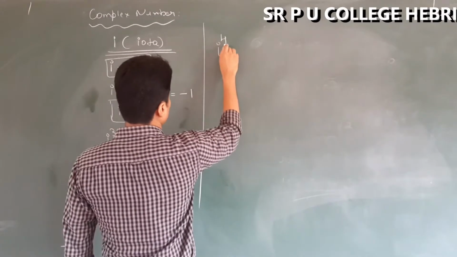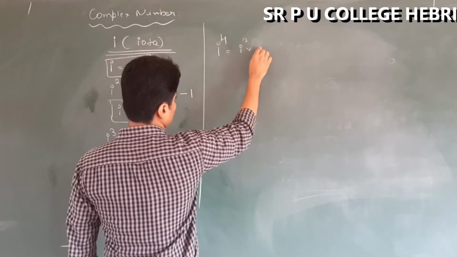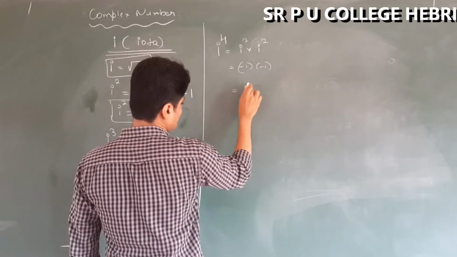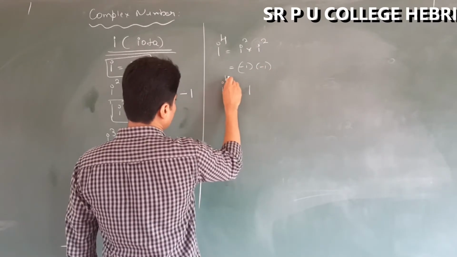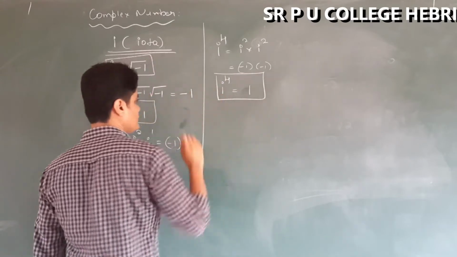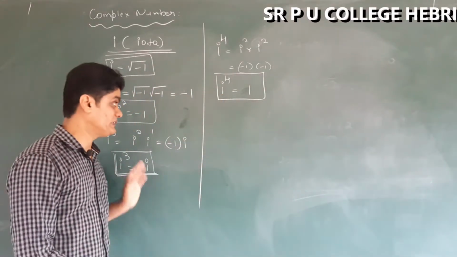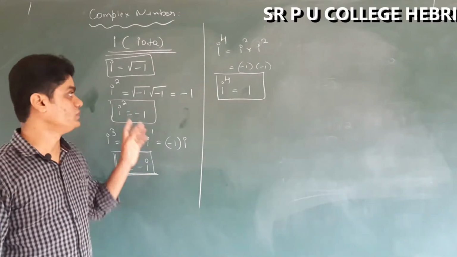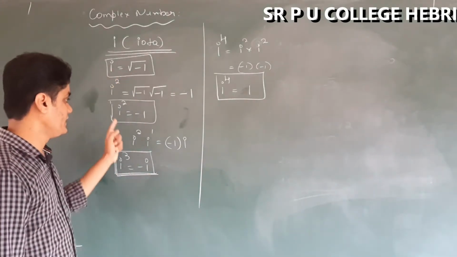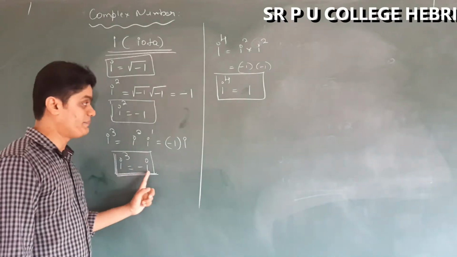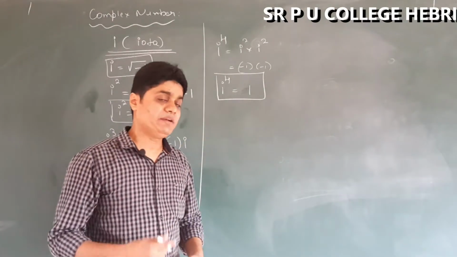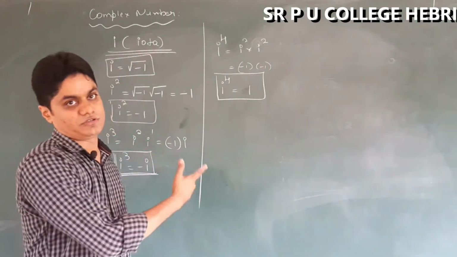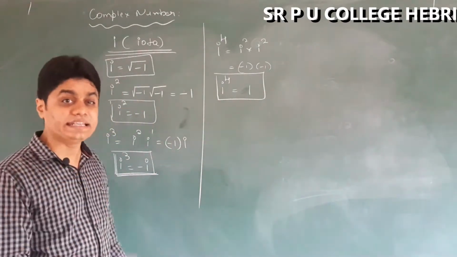what happens to i power 4? i square into i square, that is minus 1 into minus 1. So it is equal to 1. So now remember that i power 4 is equal to 1. These four numbers you must remember to understand complex numbers. i is root of minus 1, i square is minus 1, i cube is minus i, i power 4 is 1. And one more benefit of these numbers is you can find i power anything using them.